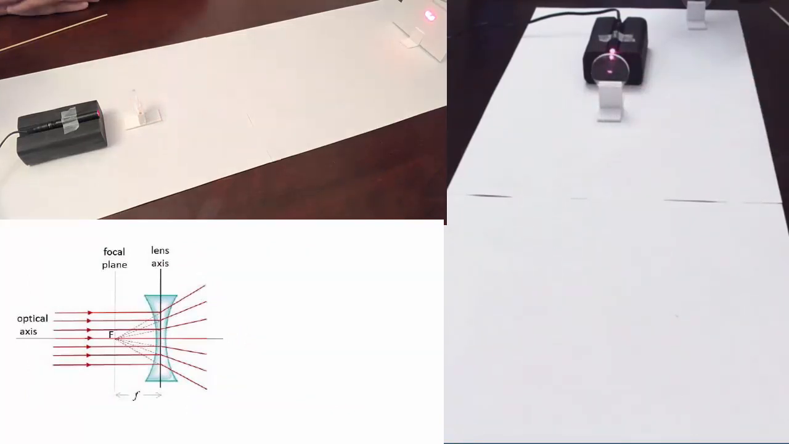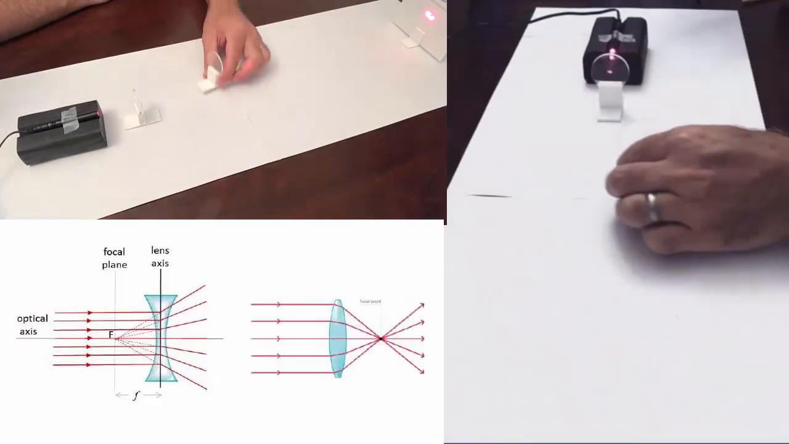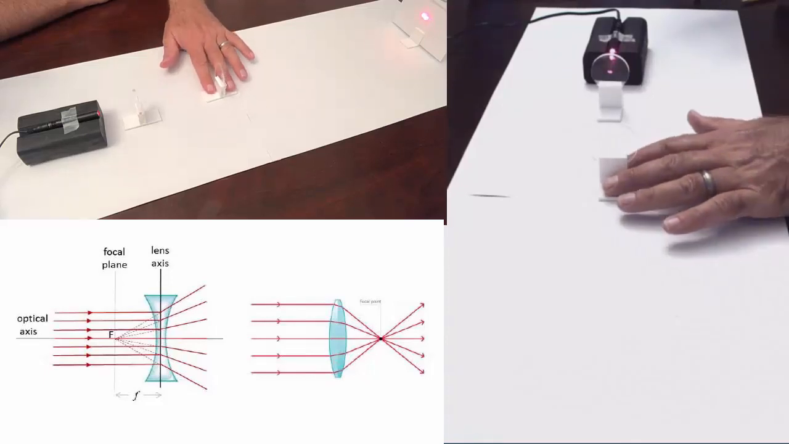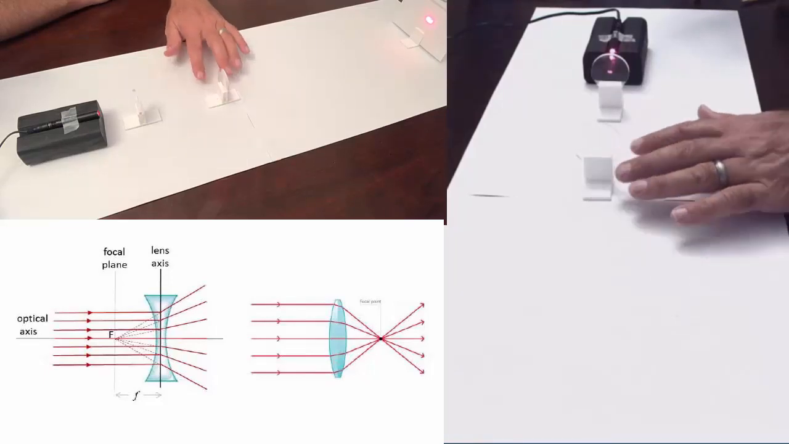Now, in order for this lab to be successful, it's important to adjust the height of both lenses so that the laser beam hits exactly at the center of the lens. Here is my diverging lens. And then if I put my converging lens between the back screen and the diverging lens, you can see that the diameter of the laser beam is reduced.